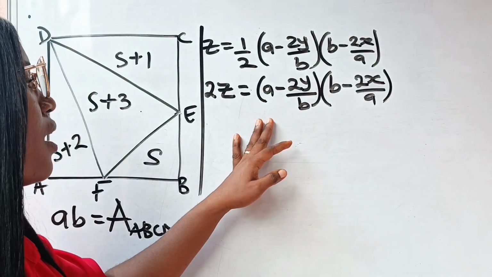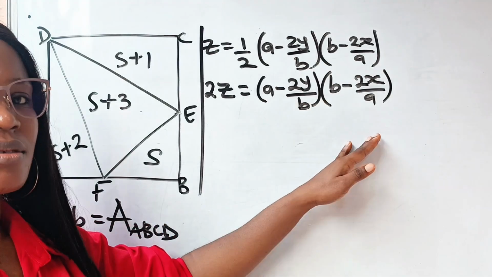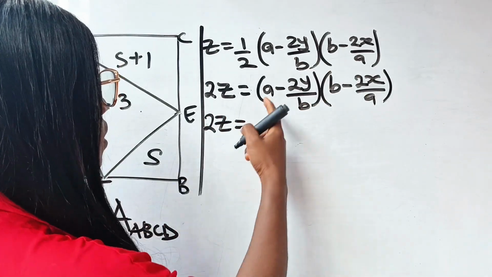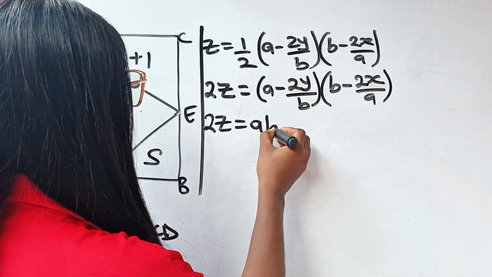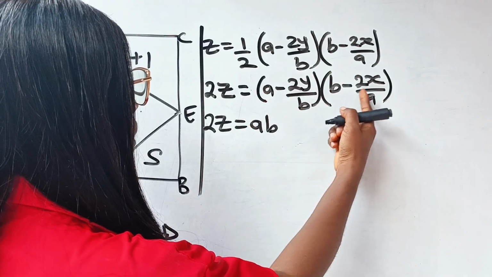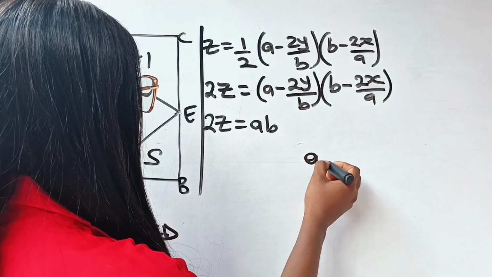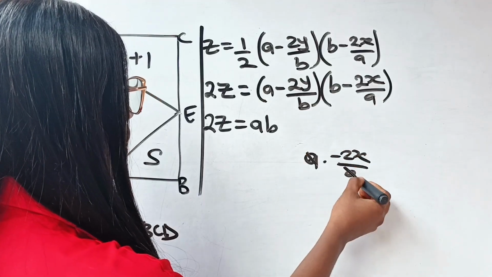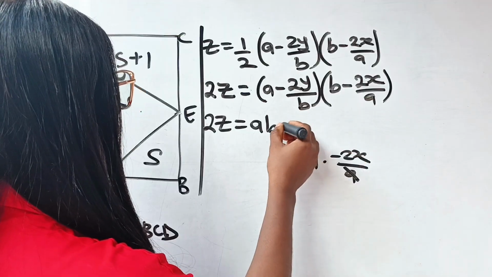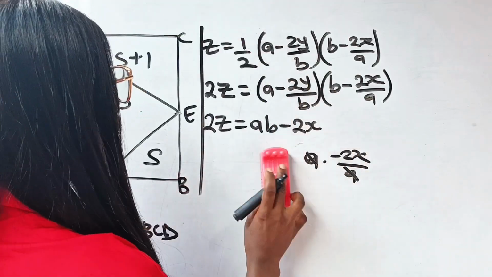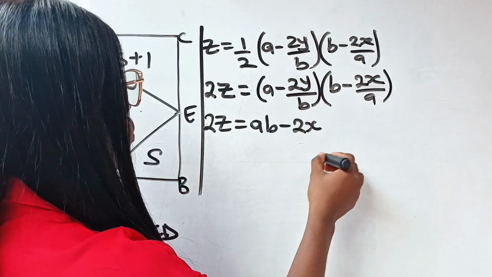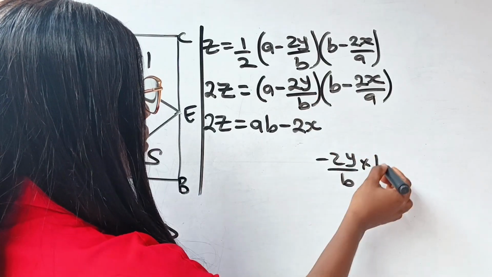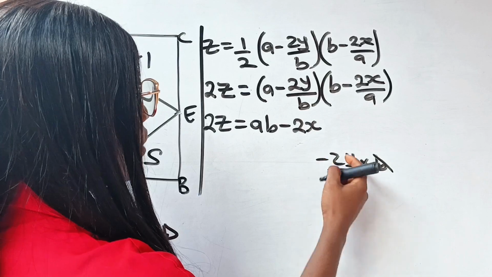Let's continue. Now let's open this bracket. Okay, so we have 2z is equal to a multiplied by b is ab, a multiplied by minus 2x over a. We are going to have a multiplied by minus 2x over a. So this we cancel this, we are left with minus 2x. So I have minus 2x here. Now I have minus 2y over b multiplied by b. So you can see that this will remove this, you are left with minus 2y.